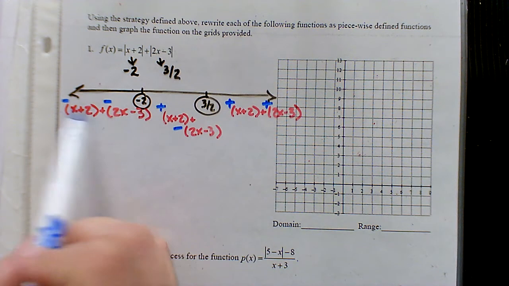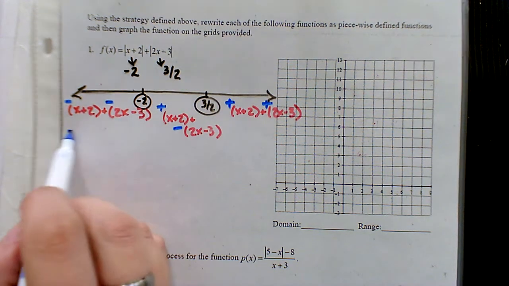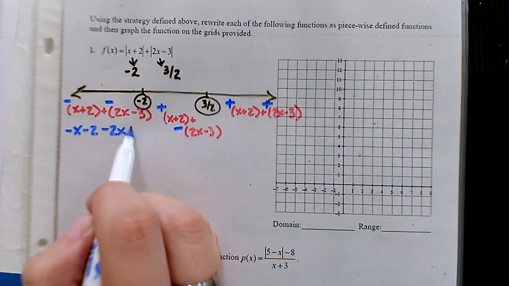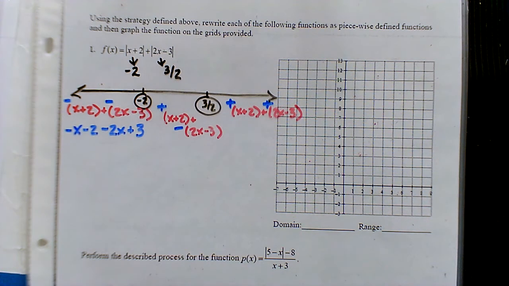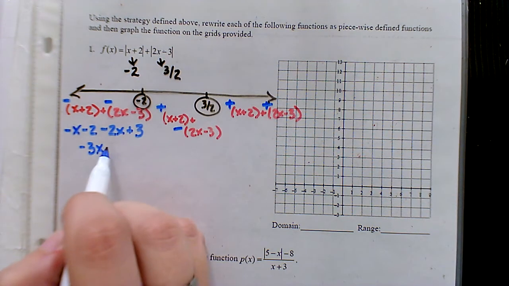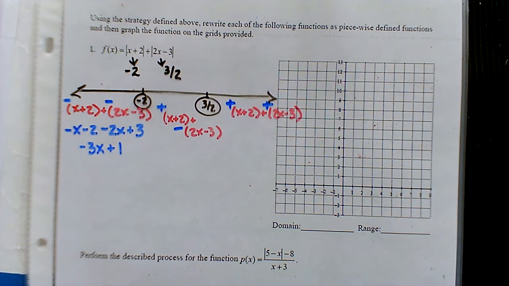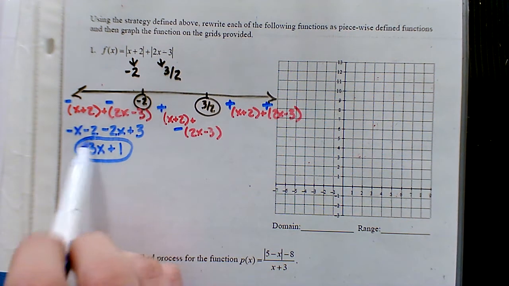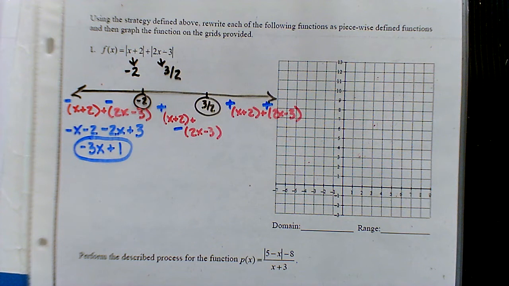So working on our first interval, we're going to distribute in the negatives into those parenthesis groups. So the parentheses would go away, and we can combine some like terms. Looks like we'll get -3x plus 1. So in terms of our piecewise function, that's our first equation that we're going to write.